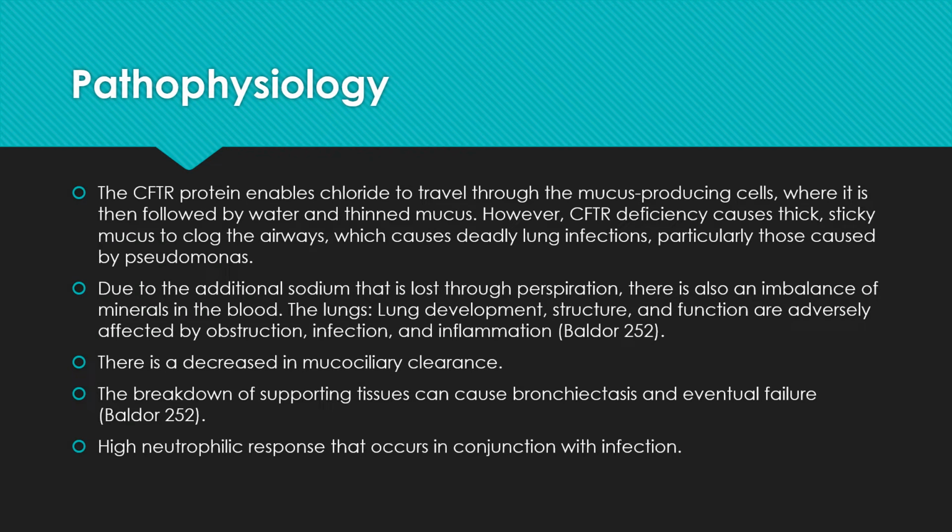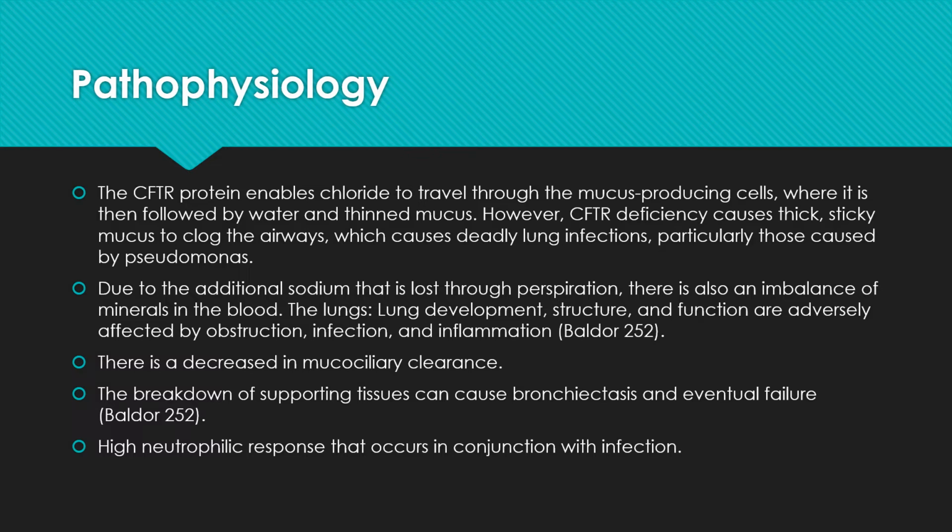The pathophysiology of cystic fibrosis is that the CFTR protein enables chloride to travel through the mucus-producing cells, where it is then followed by water and thin mucus. However, CFTR deficiency causes thick, sticky mucus to clog the airways, which causes deadly lung infections, particularly those caused by pseudomonas. Due to the additional sodium that is lost through perspiration, there is also an imbalance of minerals in the blood. The lungs, lung development, structure, and function are adversely affected by obstruction, infection, and inflammation.